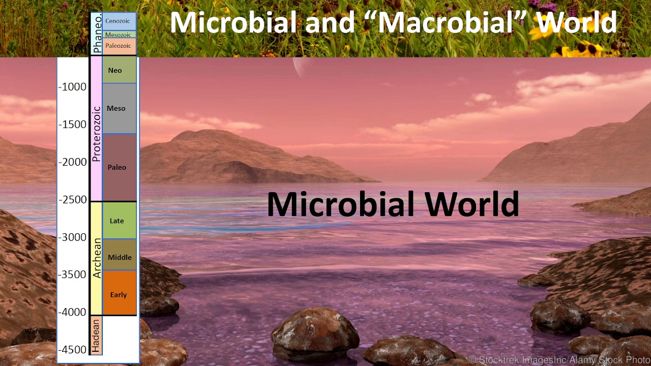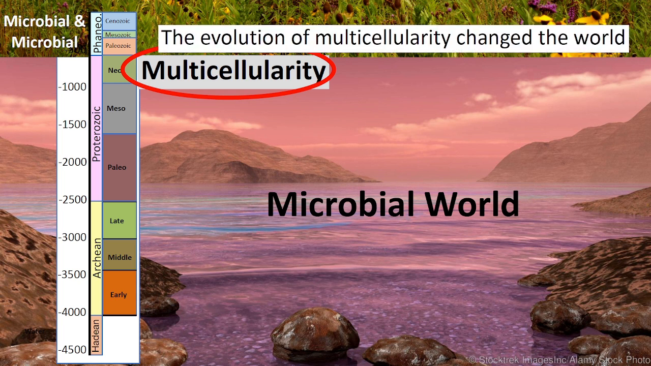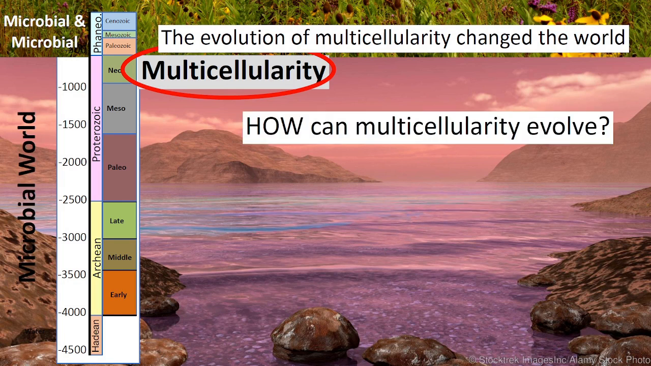The difference between the macrobial world of today and the microbial world is the evolution of multicellularity. There it is in big letters, multicellularity. So the first question I'm going to ask is, how did this big multicellular thing evolve? How did we get multicellularity, recognizing that for most of the history of life on Earth, we didn't have any multicellularity?